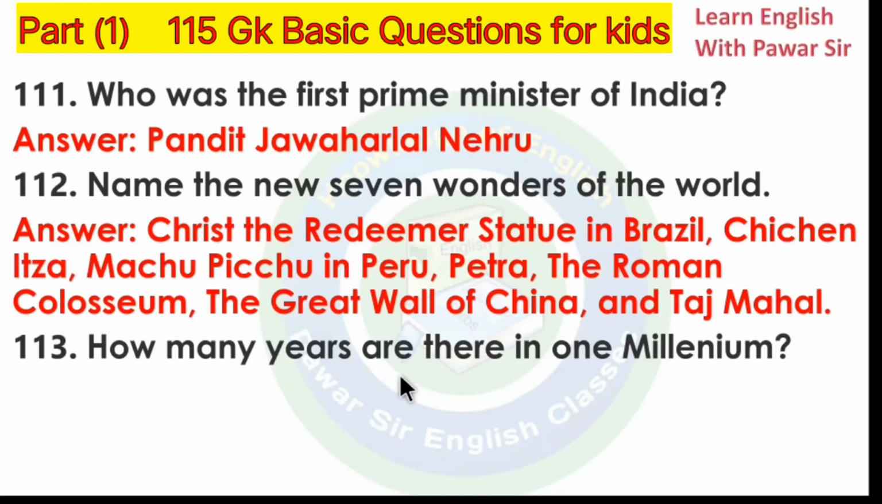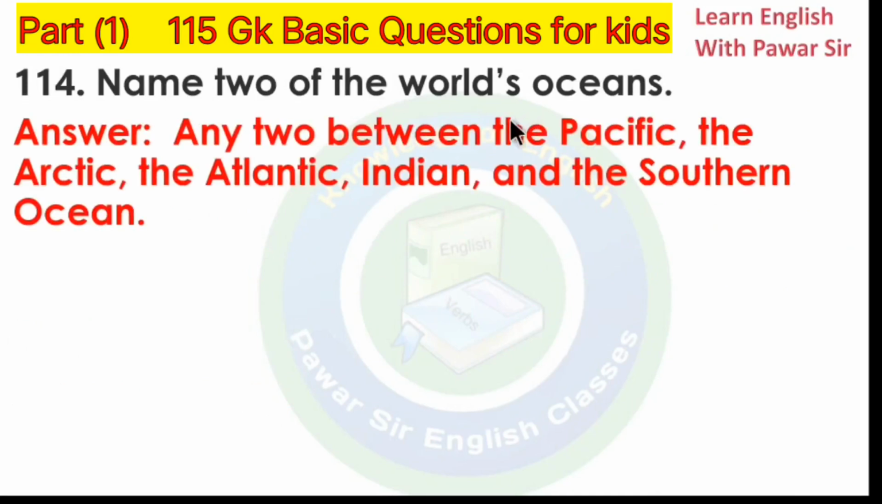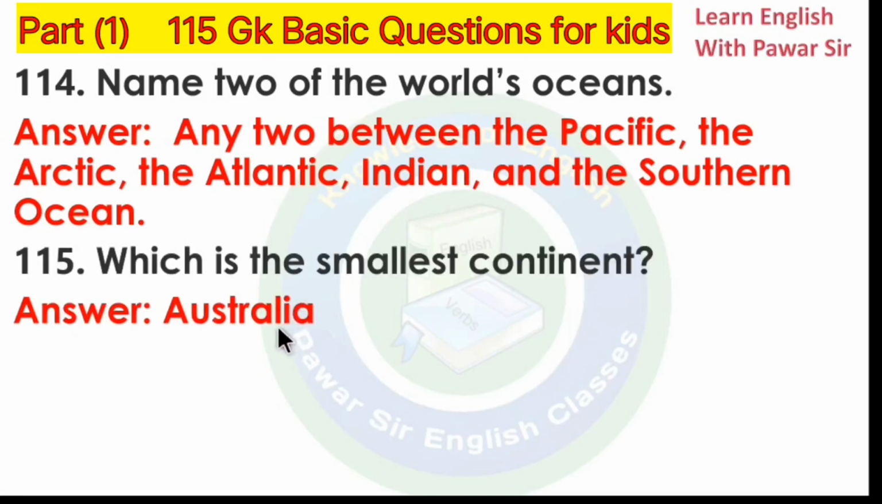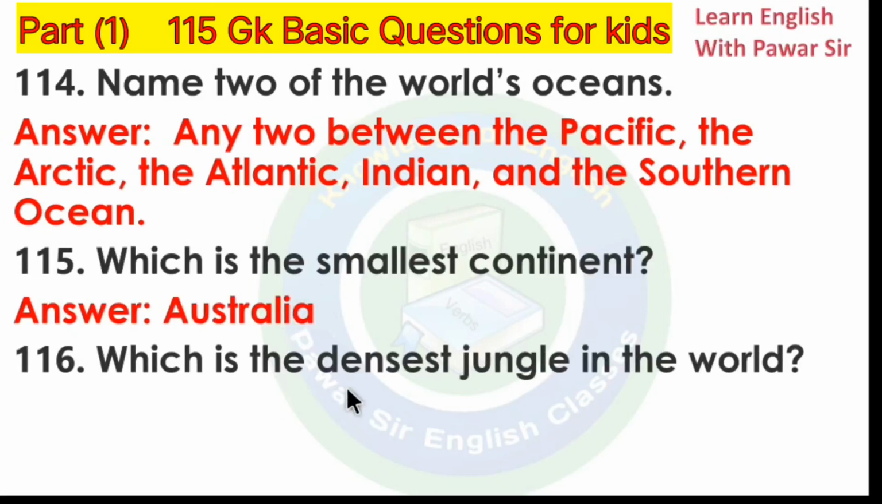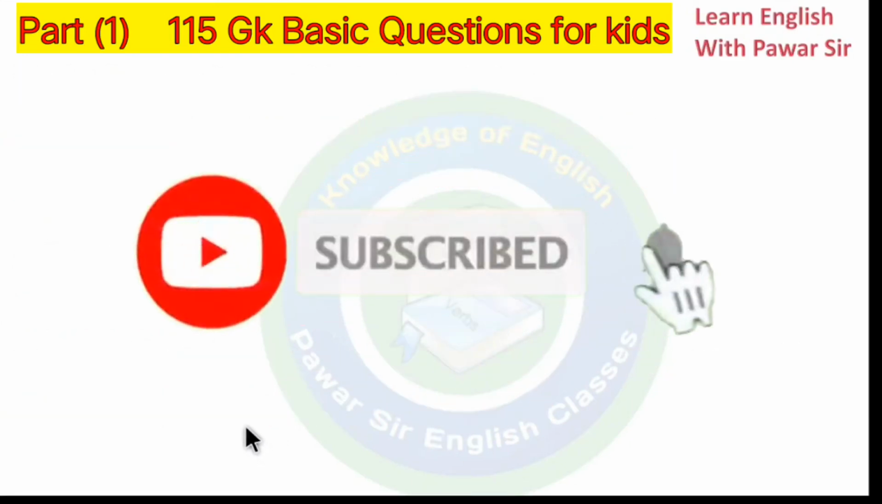How many years are there in 1 millennium? 1000 years. Name 2 of the world's oceans. Any 2 between the Pacific, the Arctic, the Atlantic, the Indian, and the Southern Ocean. Which is the smallest continent? Australia. Which is the densest jungle in the world? The Amazon rainforest.